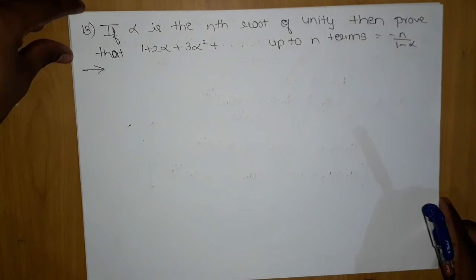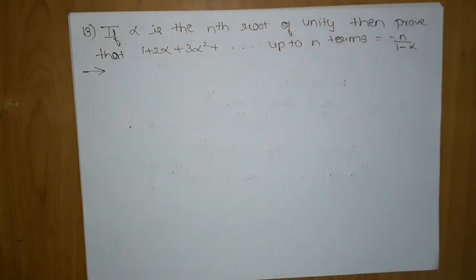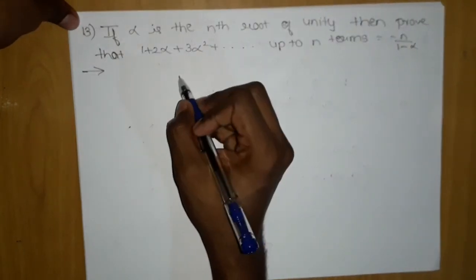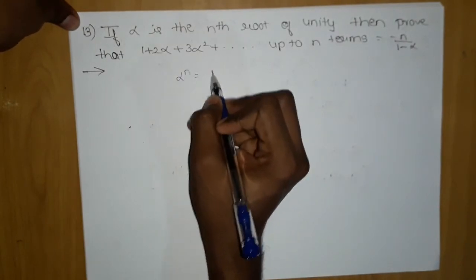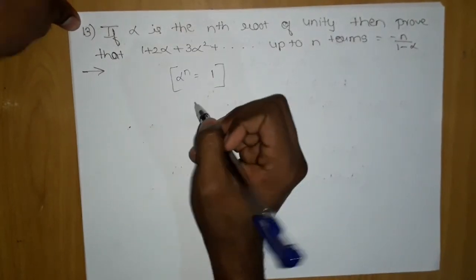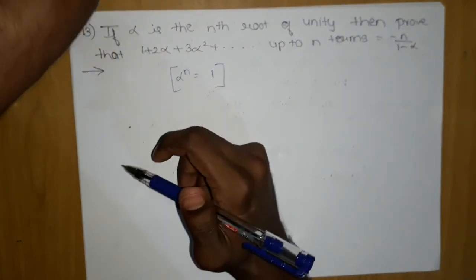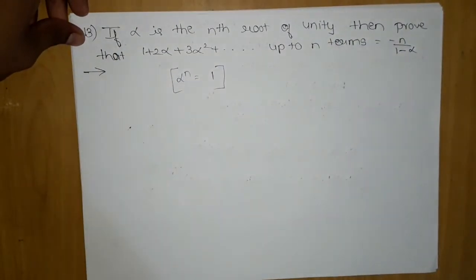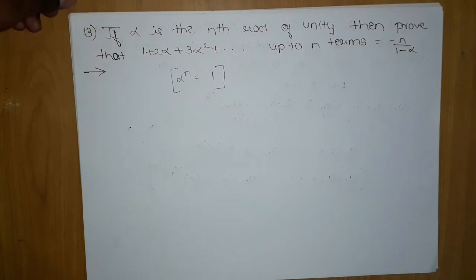If alpha is the nth root of unity, then prove that 1 plus 2 alpha plus 3 alpha square and so on till n terms is equal to minus n upon 1 minus alpha. There is nothing you need to know, just know that alpha power n is nothing but 1. That is the property of the nth root of unity. You will study it in complex numbers. I guess this is the last topic.